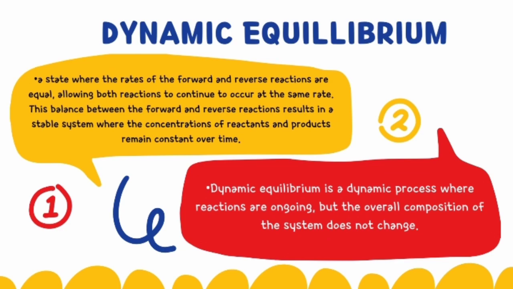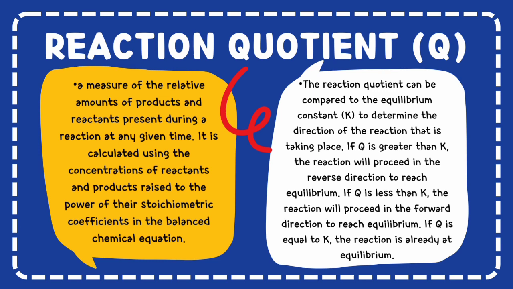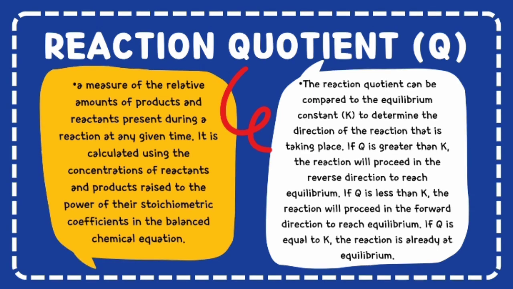Dynamic equilibrium is a dynamic process where reactions are ongoing, but the overall composition of the system does not change. The reaction quotient, or Q, is a measure of the relative amounts of products and reactants present during a reaction at any given time. It is calculated using the concentrations of reactants and products raised to the power of their stoichiometric coefficients in the balanced chemical equation. The reaction quotient can be compared to the equilibrium constant, or K, to determine the direction of the reaction that is taking place.